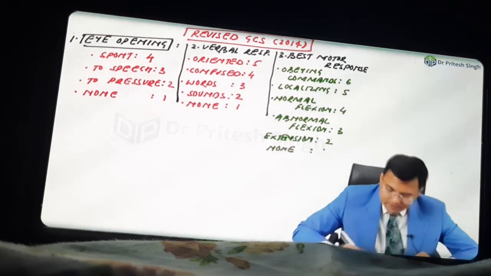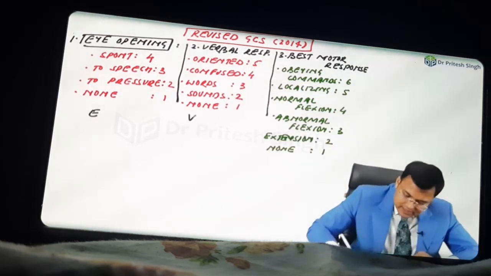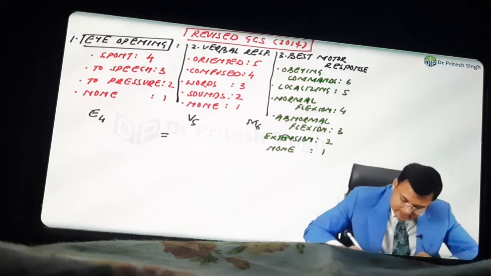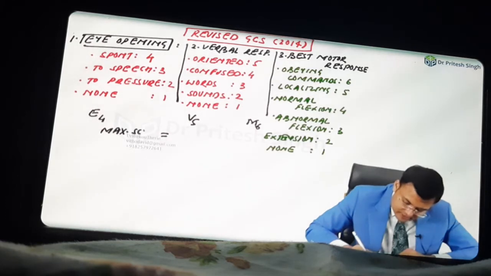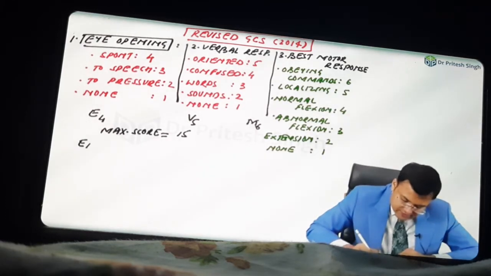So here you can see, this is E, this is V, this is M. So E maximum is 4, V maximum is 5, M 6. So what is the maximum GCS? The maximum score is 15. And what is the minimum score? E1, V1, M1. So minimum score is 3.